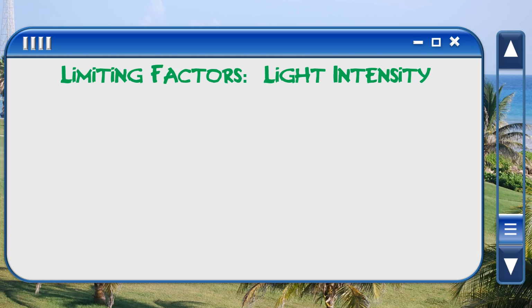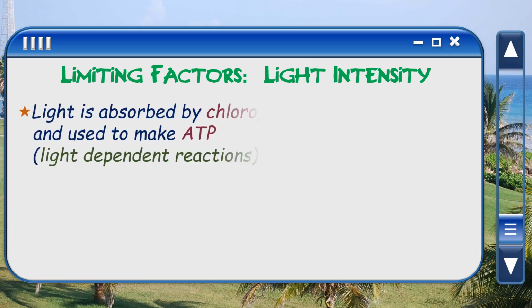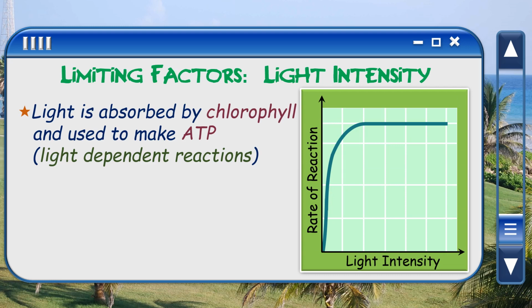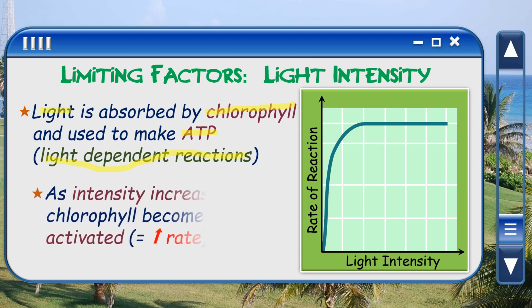So now let us look at the limiting factor, which is the light intensity. We want to look at the light intensity as a limiting factor. Light is absorbed by chlorophyll and used to make ATP, and this takes place in the light-dependent reaction. Light is absorbed by chlorophyll and it is used to make ATP, which is the energy.